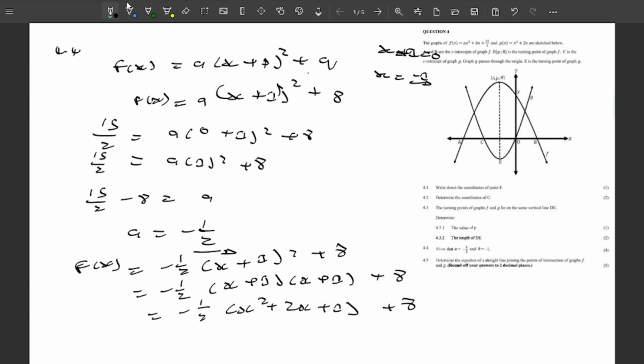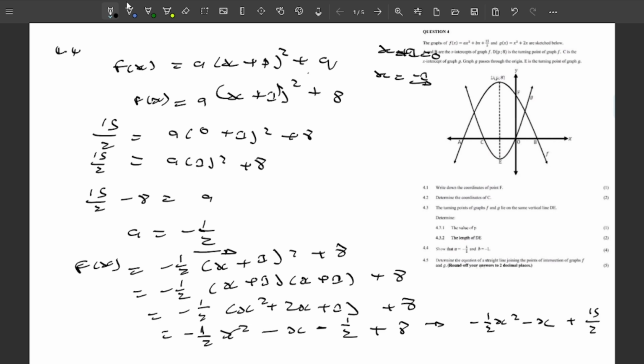Plus 8, and then you're going to distribute the -1/2, of which it's going to be -1/2 x². Don't forget your negative. Minus x, because the 2 and 2 will cancel, and this one's going to be -1/2 plus 8, right? And then in the end, you're supposed to simplify this. You're going to have -1/2 x² minus x plus 15/2.